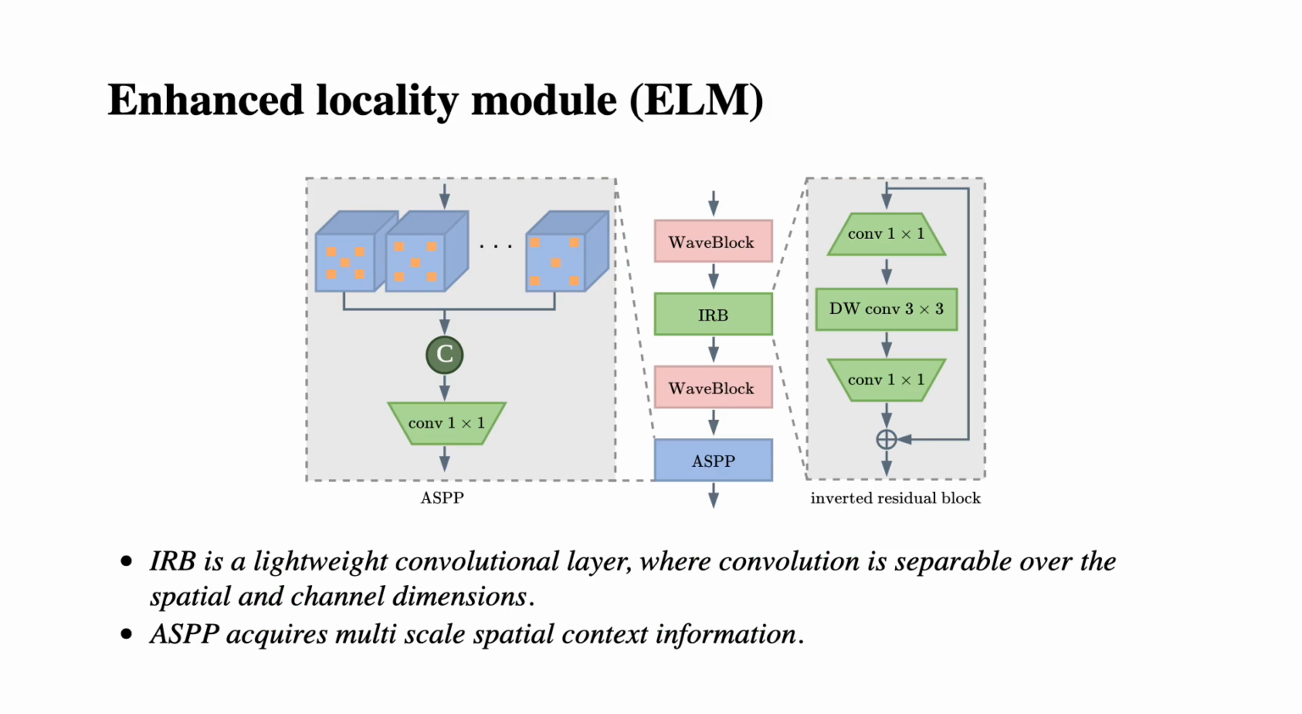This figure is the proposed enhanced locality module for improving locality. ELM consists of an inverted residual block followed by atrous spatial pyramid pooling. IRB is wrapped by two wave block layers, serving as feature-level augmentation. IRB is a lightweight convolutional layer, where convolution is separable over the spatial and channel dimensions. ASPP acquires multi-scale spatial context information.